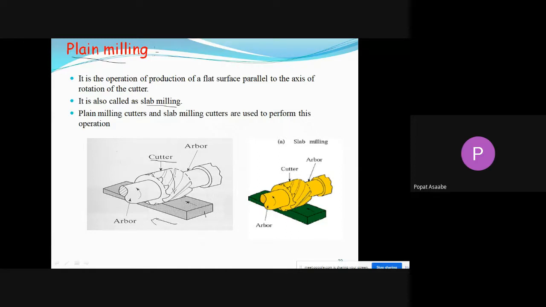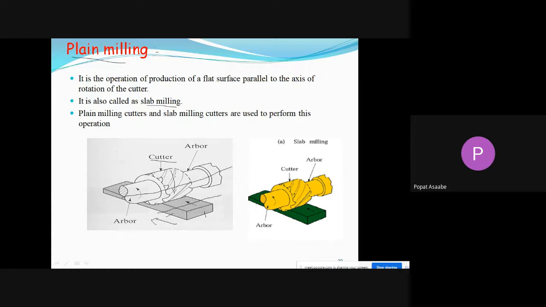Another important point related to plane milling is that in plane milling, the axis of your cutter is parallel to the workpiece surface. Okay, you have to remember, in plane milling the axis of your cutter should be parallel to the workpiece surface. In this manner we can perform plane milling. Which point do you have to remember? Plane milling is also called slab milling. To perform plane milling, we have to use the plane milling cutter.